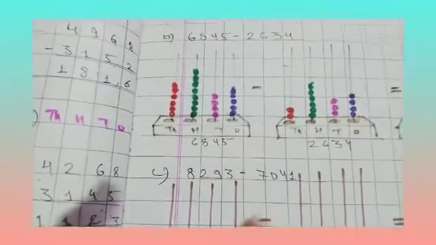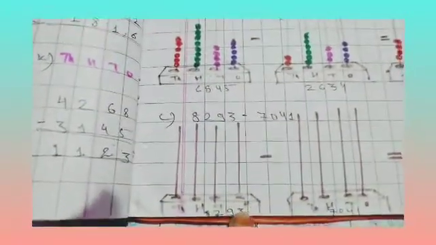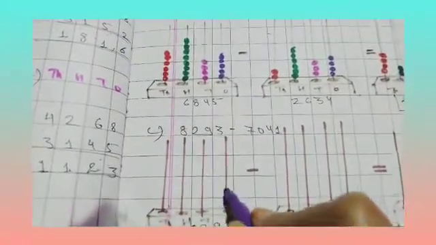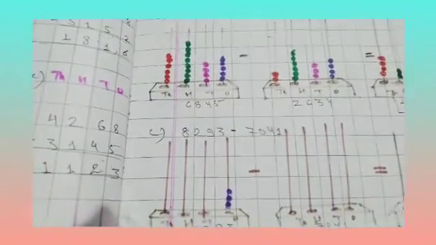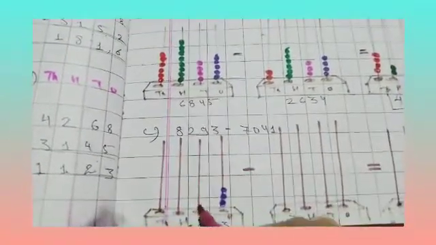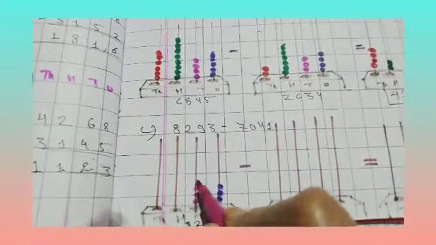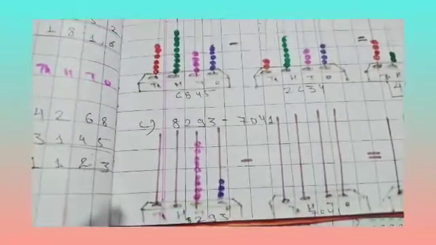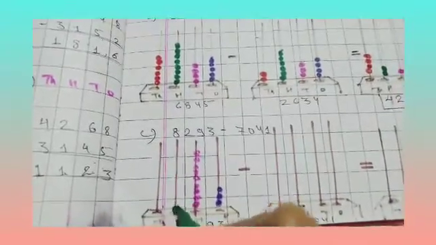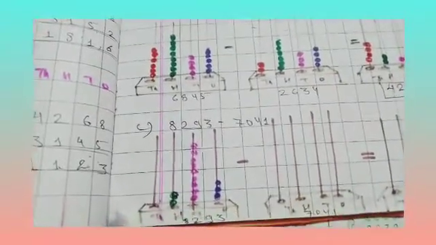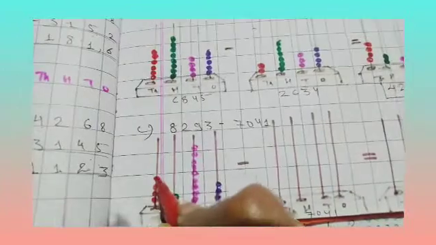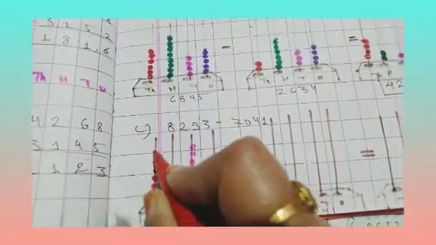8293 minus 7041. Now at the ones place 3 is there. So we will put 3 beads. 1, 2 and 3. Now at the tens place 9 is there. So we will place 9 beads. 1, 2, 3, 4, 5, 6, 7, 8 and 9. Now at the hundred place 2 is there. So we will place 2 beads. 1 and 2. Now at the thousand place 8 is there. So we will place 8 beads. 1, 2, 3, 4, 5, 6, 7 and 8.